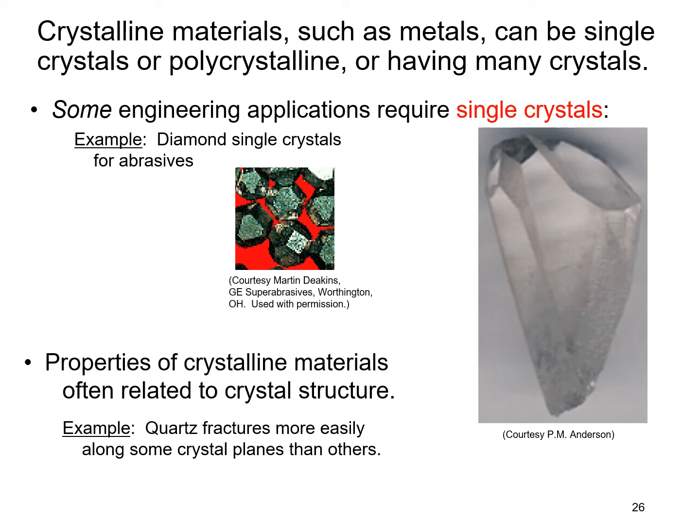Crystalline materials, such as metals, can be either single crystals or polycrystalline, having many crystals within them. There are some engineering applications that require single crystals. For example, with diamond, single crystals are used for abrasives. Those abrasives are usually grown in the lab and are not natural diamonds. Properties of crystalline materials are often related to the crystal structure itself. For example, quartz is going to fracture along the crystal planes because some of the planes have weaker bonds than others.